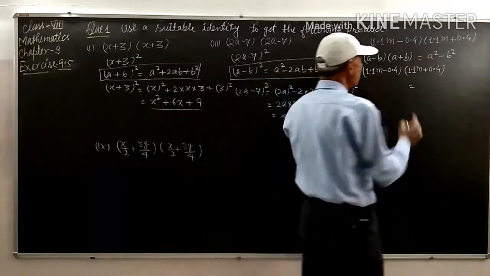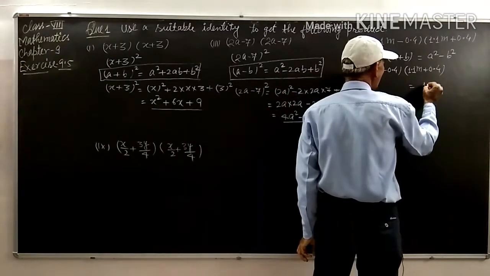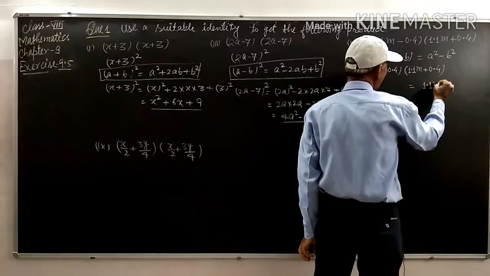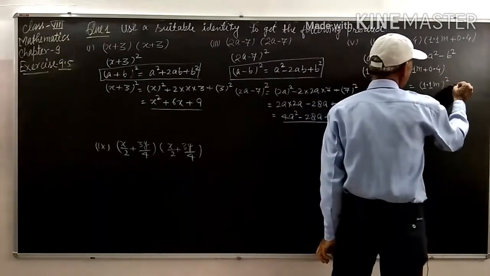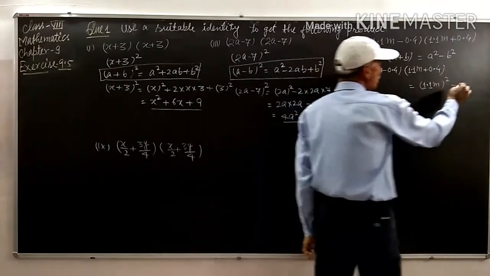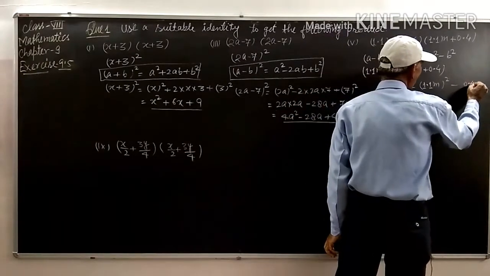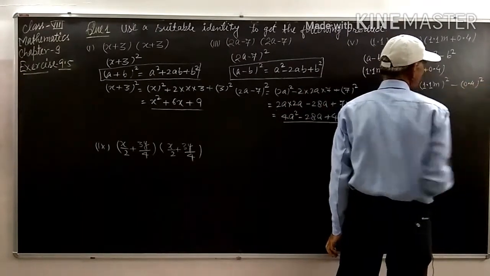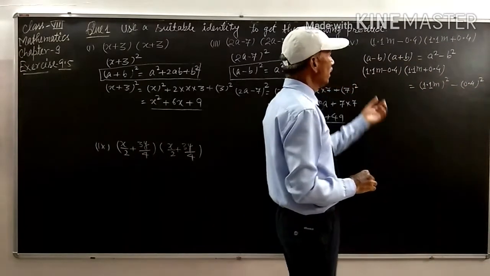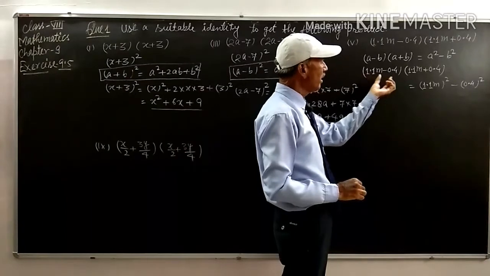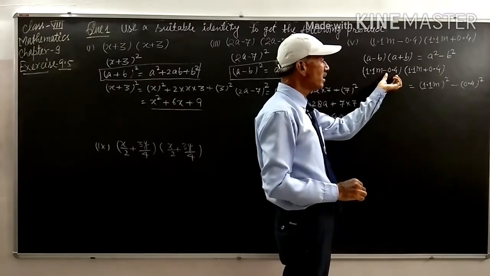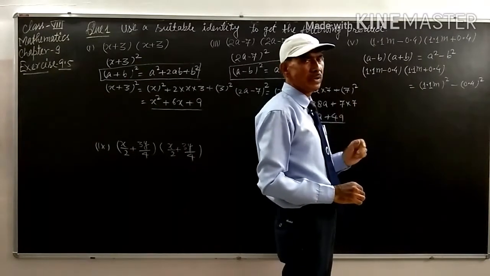A square means this 1.1 m, this one whole square, minus B square means 0.4 whole square. Clear students? In place of A there is 1.1 m and in place of B there is 0.4.